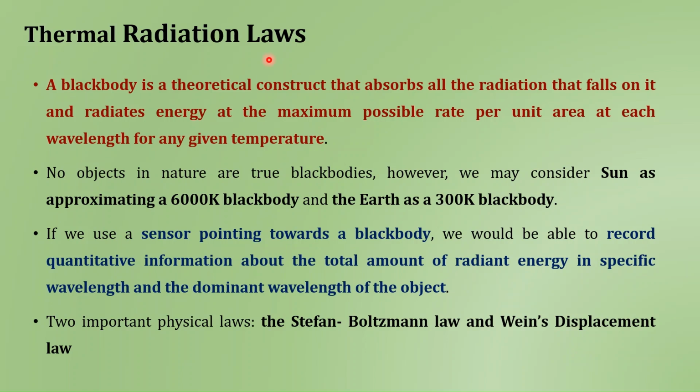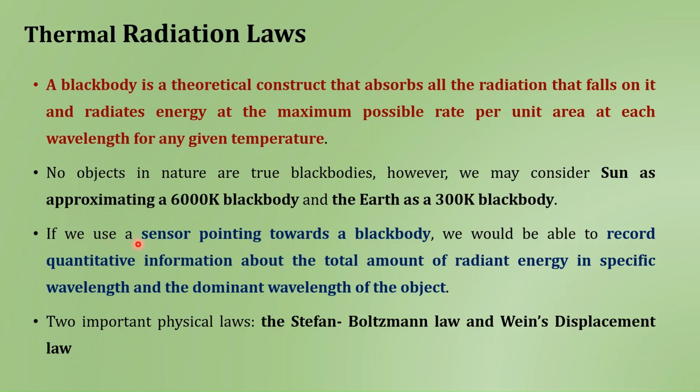We will start this with the definition of a black body. So a black body is a theoretical construct that absorbs all the radiation that falls on it and radiates the energy at the maximum possible rate per unit area at each wavelength for any given temperature. In nature, no objects are true black bodies. However, we may consider the Sun as a black body having the temperature of 6000 Kelvin and the Earth as a black body having the temperature of 300 Kelvin.